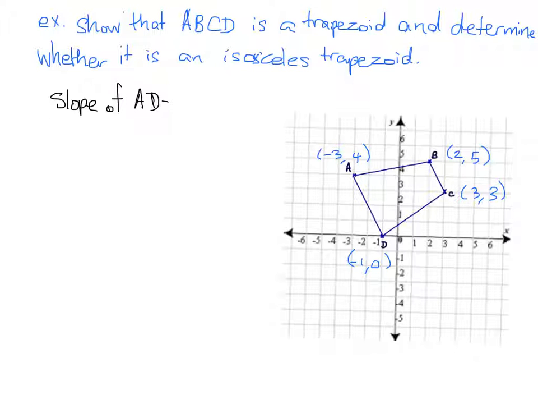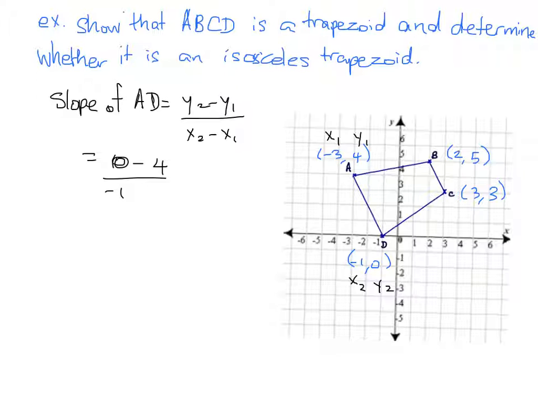And our slope formula is y2 minus y1 over x2 minus x1. So let's go ahead and call this x1, y1 and this one x2, y2. It doesn't matter which one you call x1, y1 or x2, y2. All right, so now the slope of AD is going to be 0 minus 4, y2 minus y1, over x2, which is negative 1, minus negative 3.